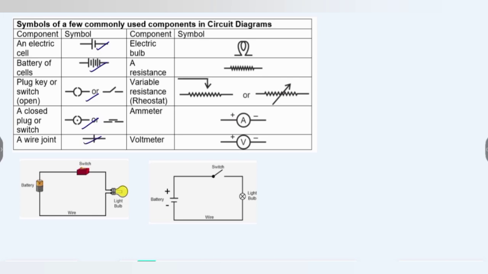This symbol is wire joint. Next one is bulb. Whenever you want to represent a bulb in the circuit, in this way you have to represent. This is resistance, the resistance symbol. You have to know the resistance symbol also.